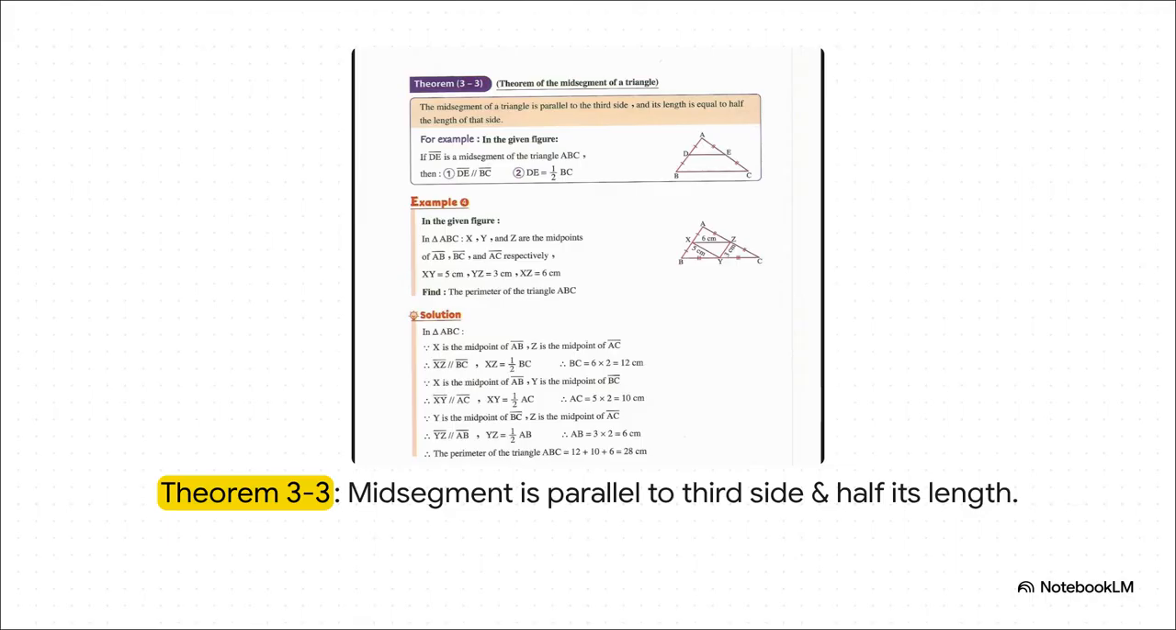And that brings us to Theorem 3.3, the mid-segment theorem. This gives us 2 massive pieces of information to work with. First, any mid-segment is perfectly parallel to the third side of the triangle, the side it doesn't touch. Second, and this is the really important part for our calculations, its length is always exactly half of that third side. Always. So if the base of a triangle is 20, the mid-segment floating right above it is going to be 10. Every single time.